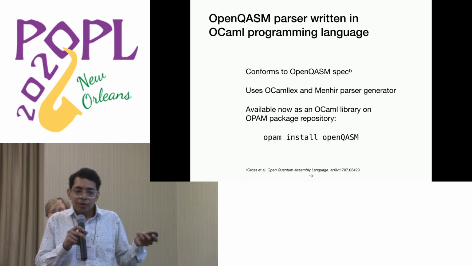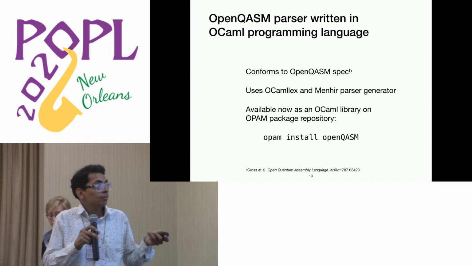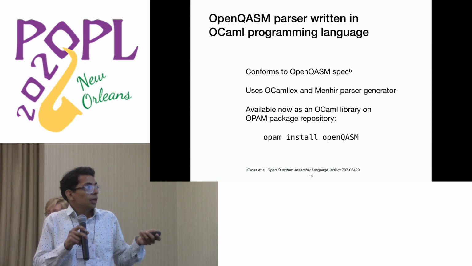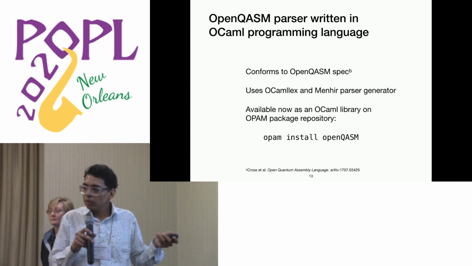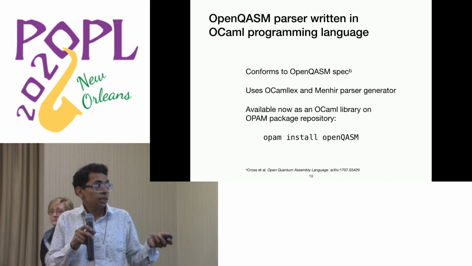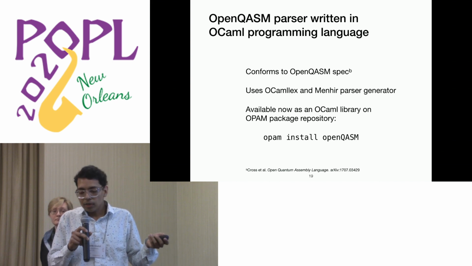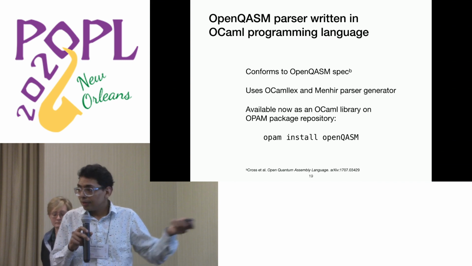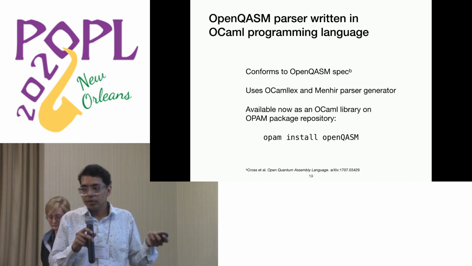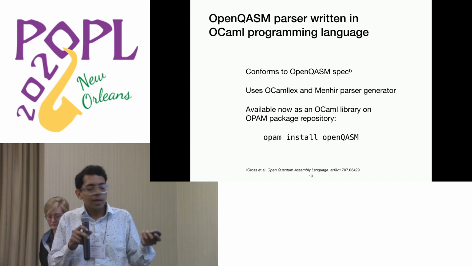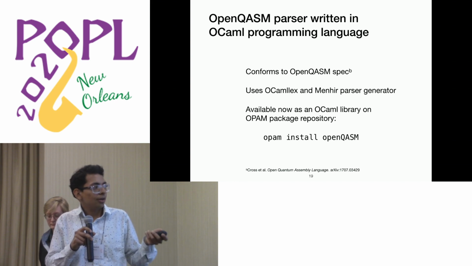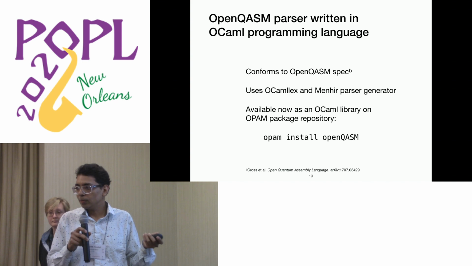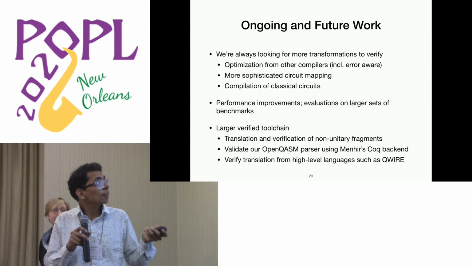And a byproduct that came out of our work is an OpenQASM parser that we wrote in OCaml. It conforms to the spec that was published by IBM in 2017. We use OCamllex and Menhir for writing this parser. And as of 2 days ago, our parser is available as a library on the OPAM package repository. So you can install it, and if you'd like to manipulate OpenQASM ASTs, you can do that.